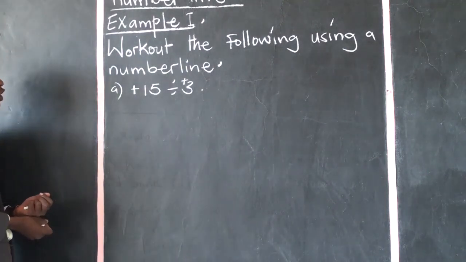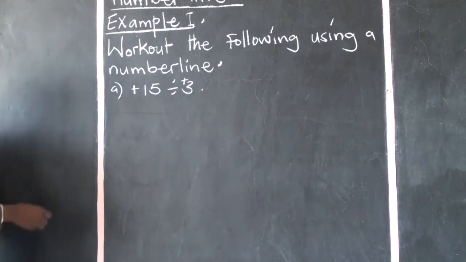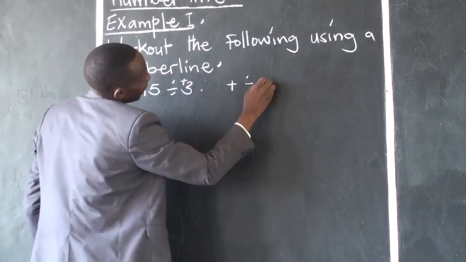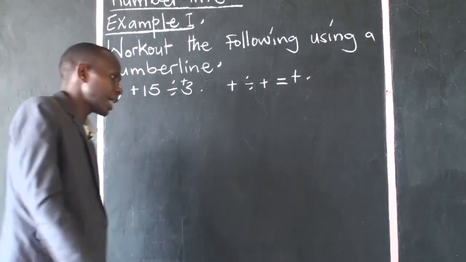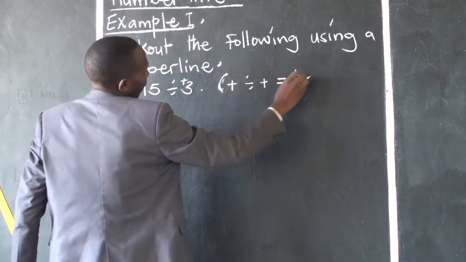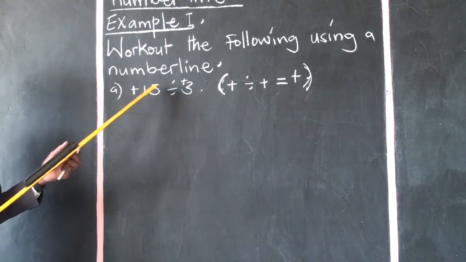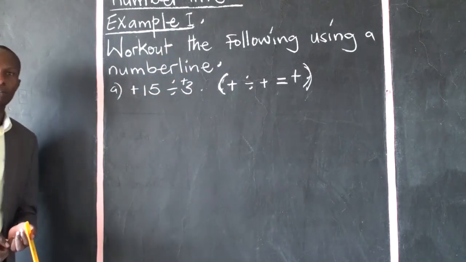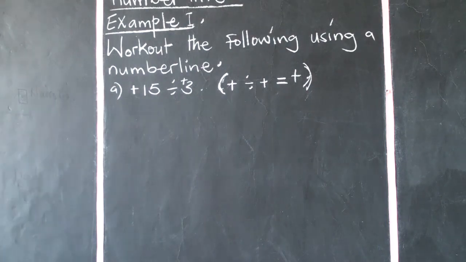And when you are dealing with division of integers, always when you have a positive number divided by a positive number, the result must be positive. That is what is required to be understood before we continue. When you have a positive integer divided by a positive integer, the outcome must be positive. So let's look at this. They said we use a number line to work that out.